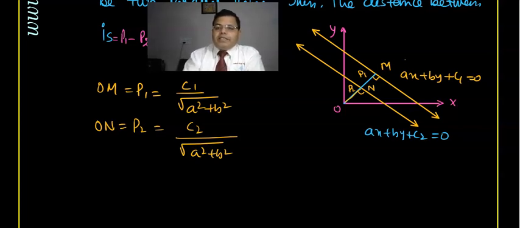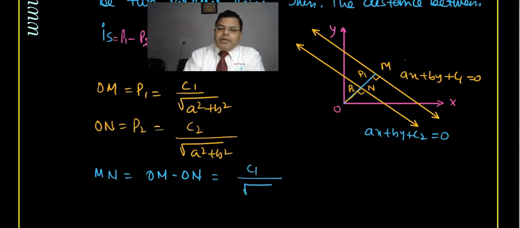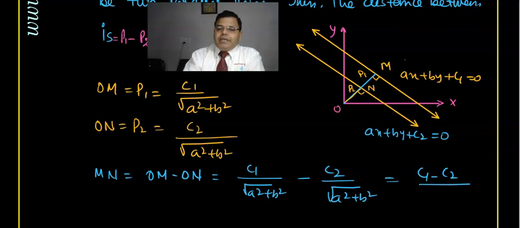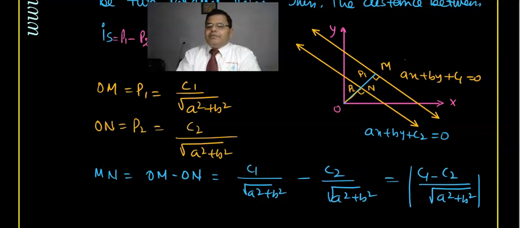Now the distance between M and N is nothing else but OM minus ON, and that can be written as C1 upon under root A square plus B square minus C2 upon under root A square plus B square, and therefore I can write C1 minus C2 upon under root A square plus B square. I hope you got it. And distance is always positive, so we will write it with modulus.